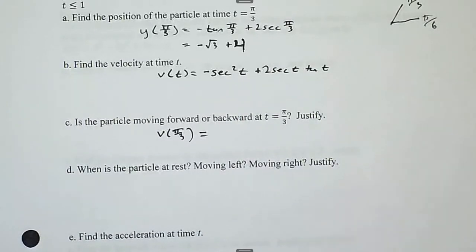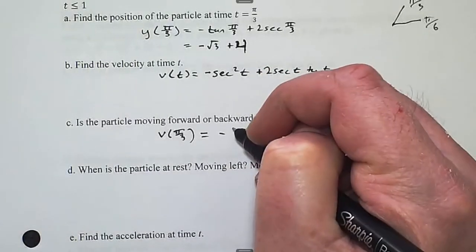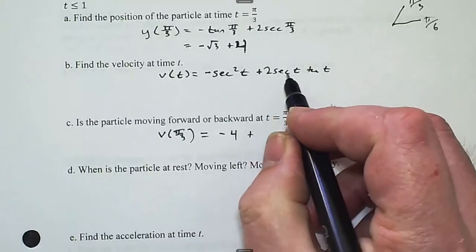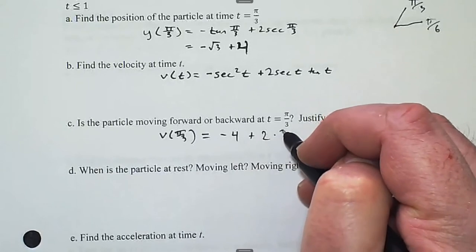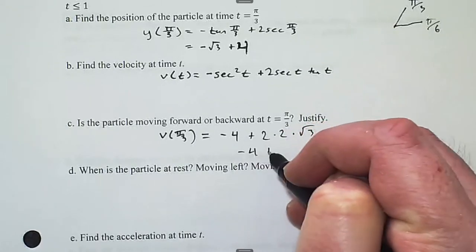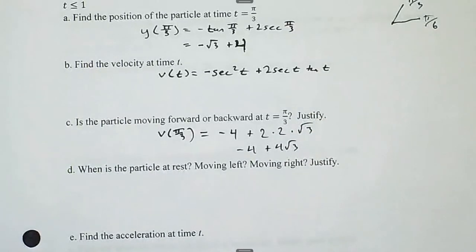The secant of pi over 3 is cosine flipped over at pi over 3. The cosine of pi over 3 is a half, so flip it over, you get 2. So negative secant pi over 3 squared is a negative 4. And again, 2 times the secant of pi over 3 is 2. The tangent of pi over 3 is root 3. So it's a negative 4 plus 4 root 3. And there's no units in this problem, so we don't have to worry about giving units for an answer.